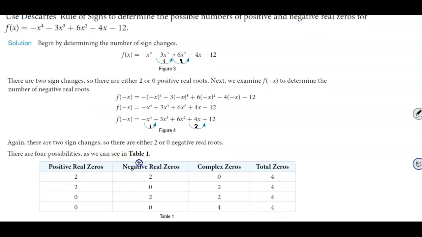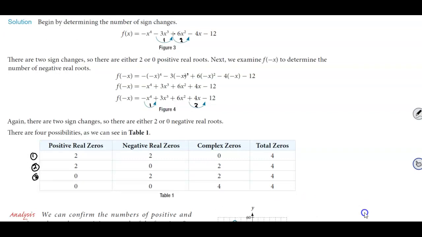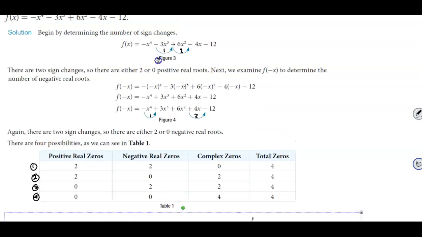Now there are 4 possibilities, as we can see in table 1. For the positive real zeros, we have 2. We have negative real zeros, 2. Complex zeros, 0. Total zeros, 4. This is one scenario. Our second scenario would be that we have 2 positive real zeros, 0 negative real zeros, 2 complex zeros, meaning 4 total zeros. 3. We could possibly have 0 positive real zeros, 2 negative real zeros, 2 complex zeros, which totals to 4. And then our fourth scenario would be that we have 0 positive real zeros, 0 negative real zeros, but we could have 4 complex zeros, which totals to 4. And the reason why it has to total 4 every single time is because that is the degree of the polynomial.